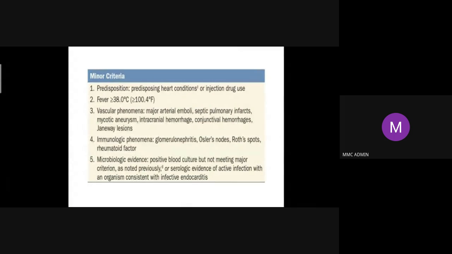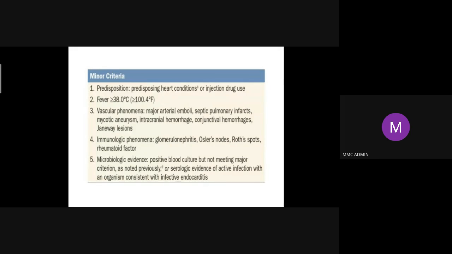Next, we'll see about minor criteria. The minor criteria had already been discussed under the predisposing conditions. If any of the predisposing conditions are present, we'll take it as a minor criterion. Then fever implies more than 38 degrees centigrade or more than 100.4 degrees Fahrenheit.